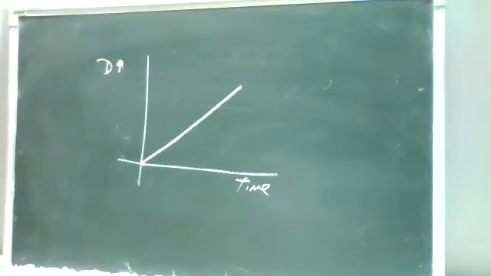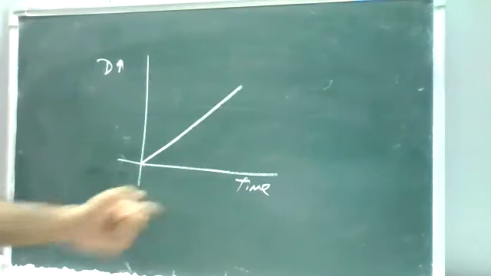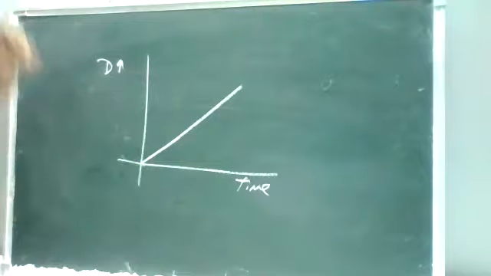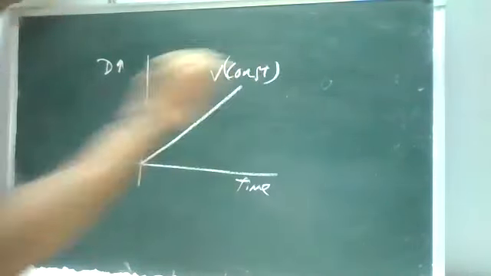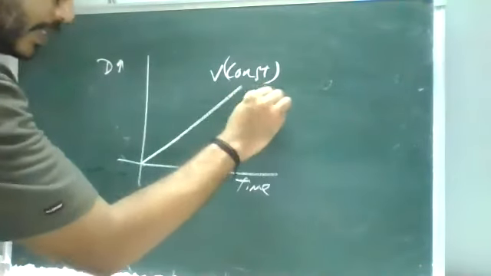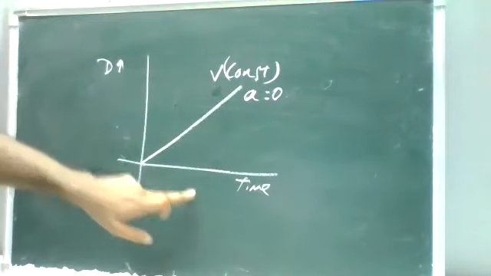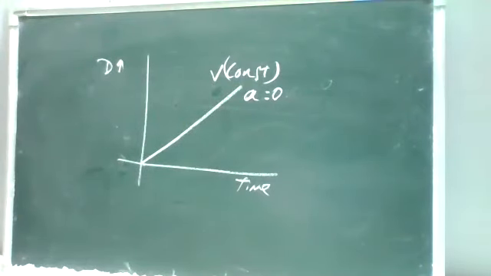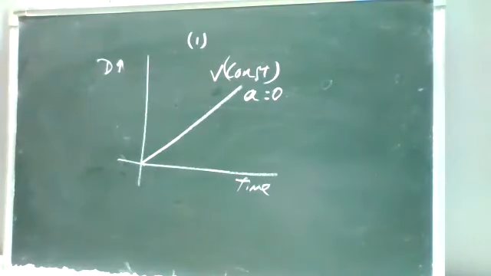Here, uniform motion, acceleration is 0, and the displacement time graph is a straight line inclined to the time axis. That means when we discussed the displacement versus time graph, I said velocity is constant. When velocity is constant, the acceleration is equal to 0. So for this inclined displacement time graph, acceleration will be 0. It is your first one.